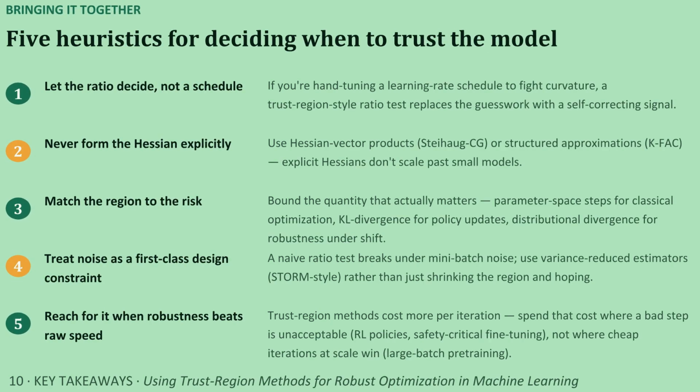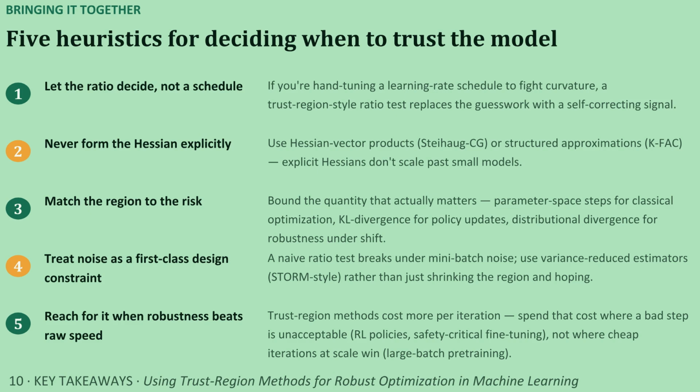Let's compress everything into 5 heuristics you can actually use in a design review. 1. Let the ratio decide, not a schedule. If you're hand-tuning a learning rate schedule to fight curvature, a trust region-style ratio test can replace that guesswork with a self-correcting signal. 2. Never form the Hessian explicitly. Use Hessian vector products or structured approximations like KFAC. Explicit Hessians simply don't scale past small models.